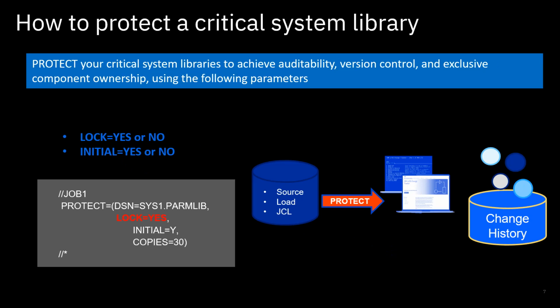To protect system library, you have to specify the name of the library in the protect list, as in this example. And the initial attributes means that a backup will be taken of all members when the library is protected. Any subsequent change will take another backup to the maximum number of copies. Lock means that the library cannot be updated without a member being checked out by the administrator.